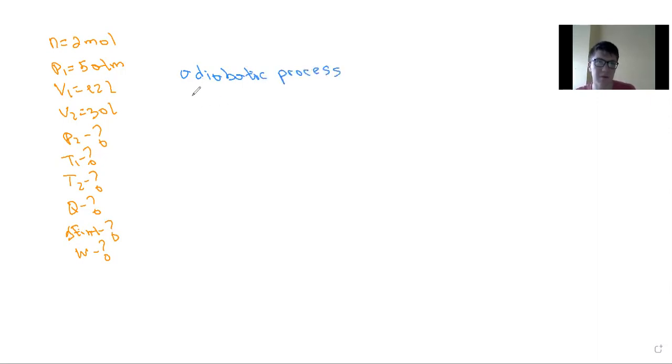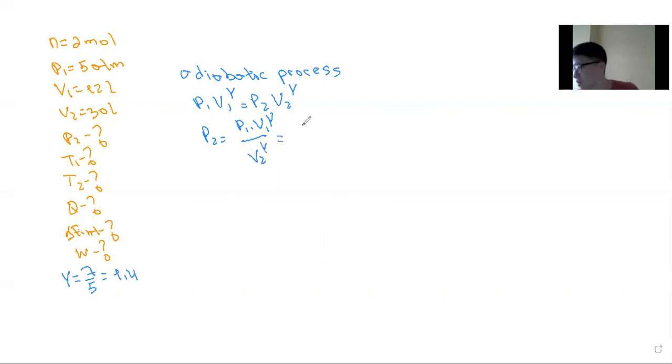In an adiabatic process, we can write this formula: P1 V1 to the power gamma equals P2 V2 to the power gamma. And what is the gamma? It is given that the gas is diatomic. It means that gamma equals 7/5, which is 1.4, since it's diatomic. So here we can find P2. P2 equals P1 multiplied by V1 to the gamma and divided by V2 to the gamma.